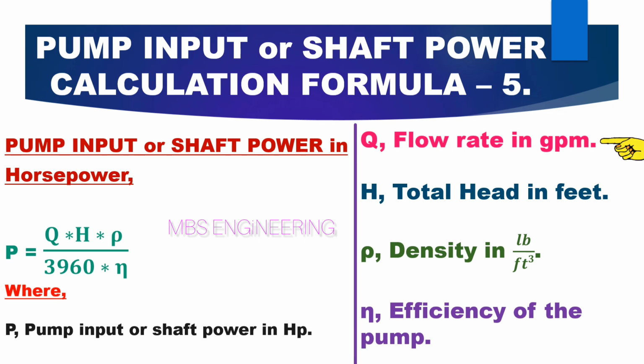Q is the flow rate in gallons per minute. H is the total head in feet. Rho is the density in pounds per cubic foot. Eta is the efficiency of the pump.